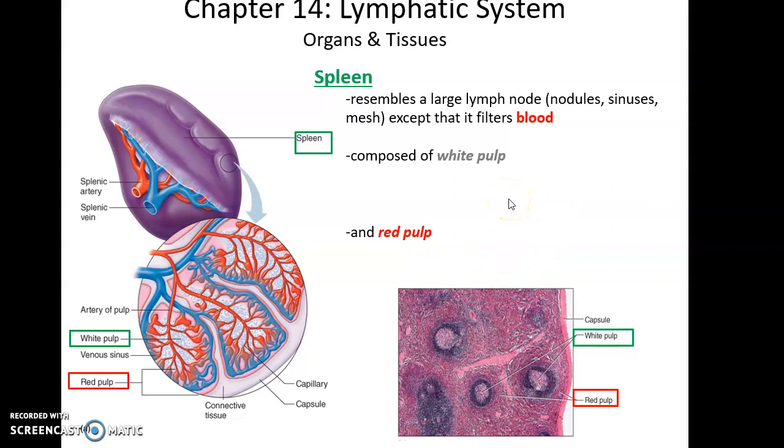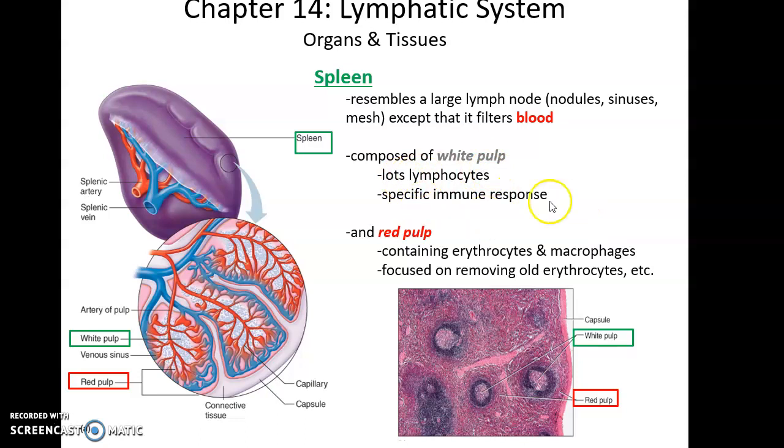The spleen is broken down into two kinds of tissues, red pulp, which is darker red in color, and white pulp, which is lighter in color. The white pulp has lots of lymphocytes. It's where it can generate the specific immune response, and so it is screening the blood for pathogens. This is the only lymphatic structure that is actually screening the blood for pathogens.